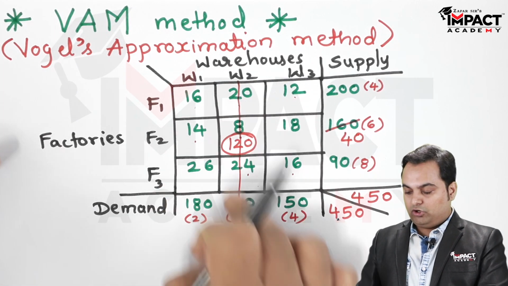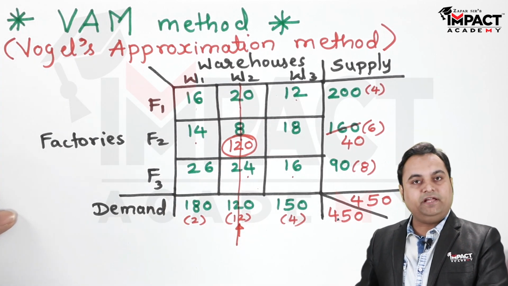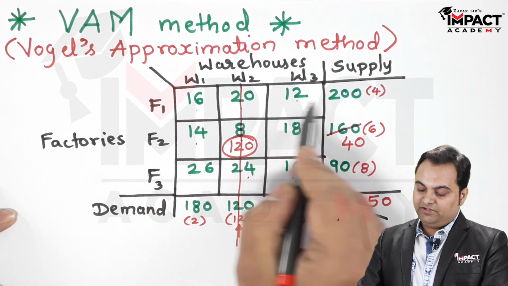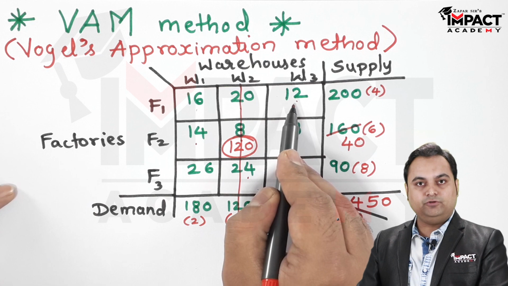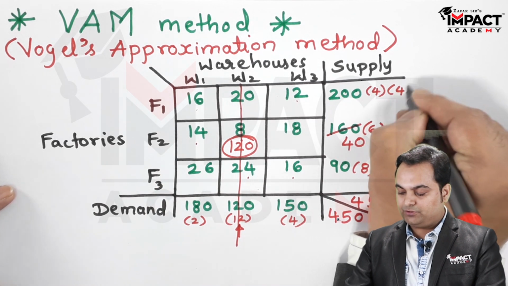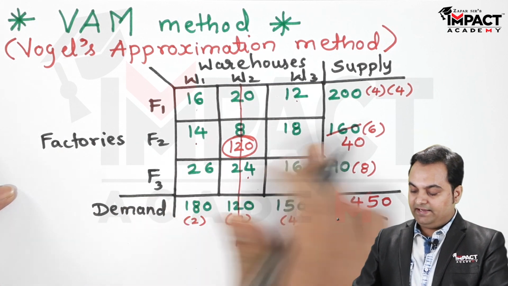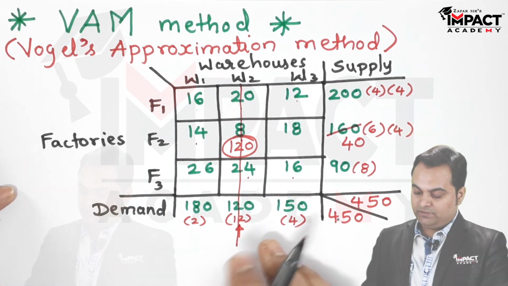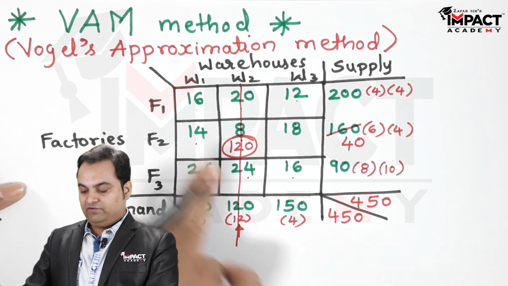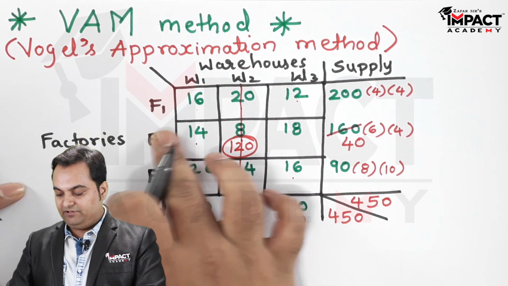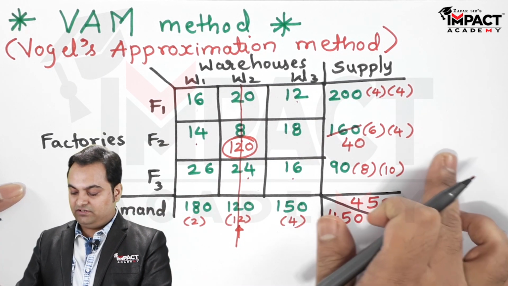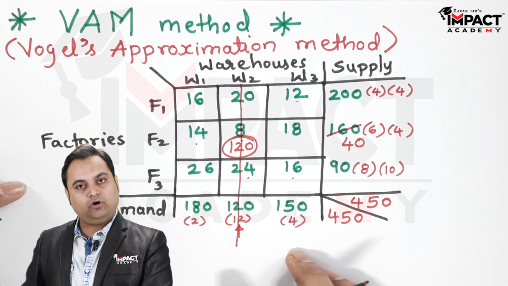Now once a column has been cancelled, we have to take the difference and write it towards the row. For example, starting with the first row, here we have minimum value 12, next higher value 16, difference is 4, write it towards the row. Next we have 14 and 8, again the difference is 4. 16 and 26, the difference is 10. So whenever a column is cancelled, we have to write the difference towards the row, and if a row is cancelled, write the difference below the column.